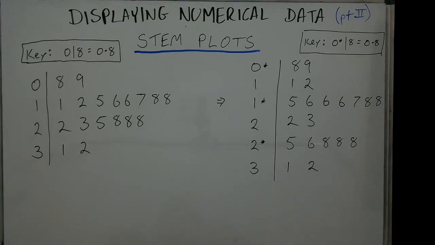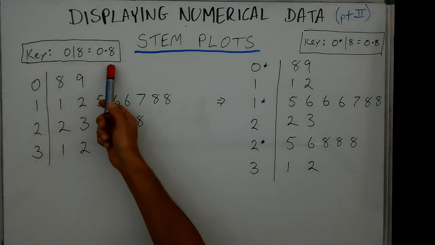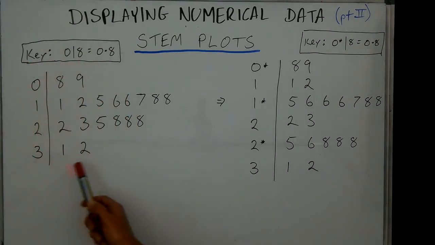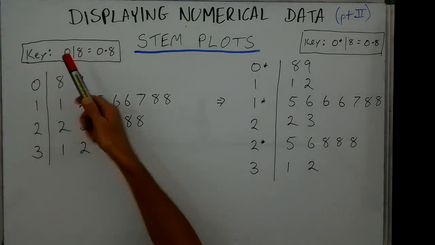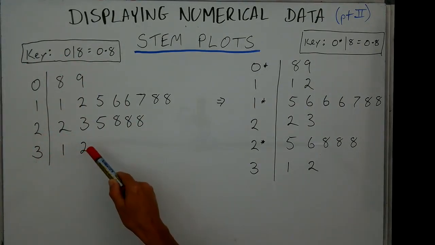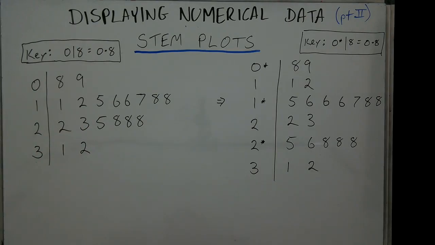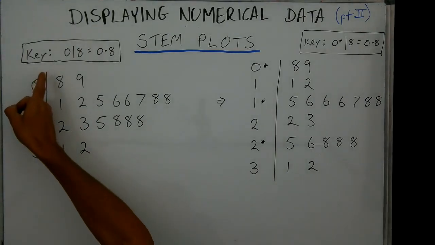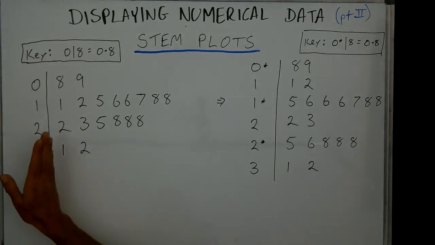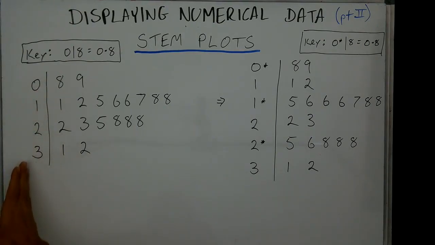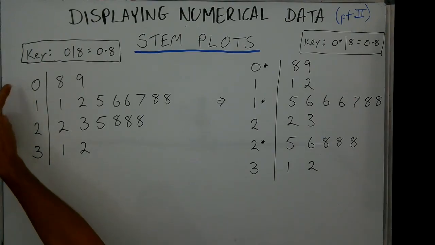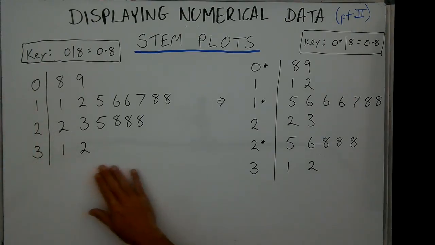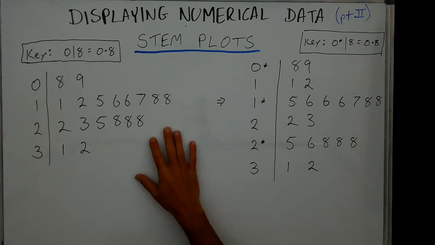So the first thing I want to point out is a key. Every time we do one of these, we must put a key because it tells us how to read the information in the stem plot. There's always a line that separates one row of numbers. So these are essentially our groupings, and this is the rest of the data.